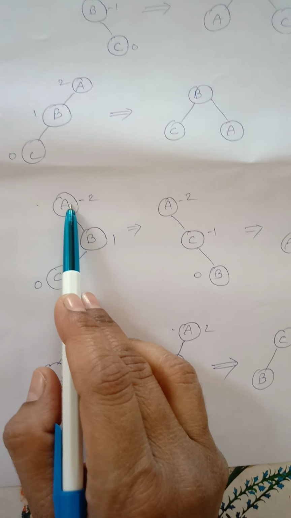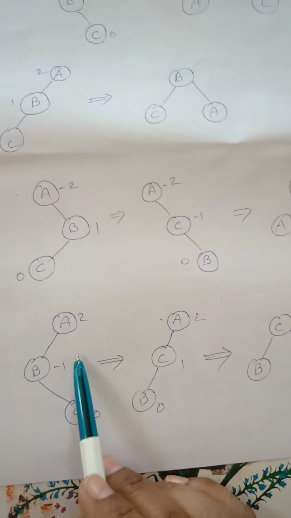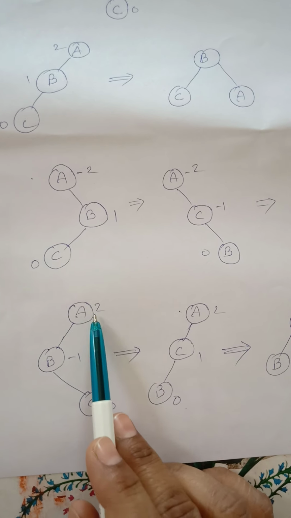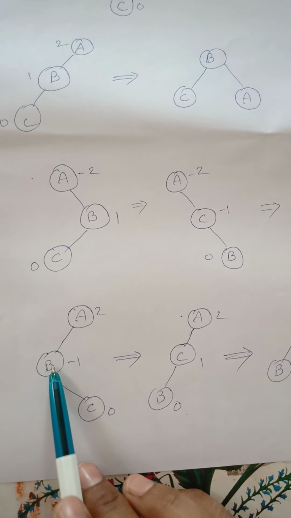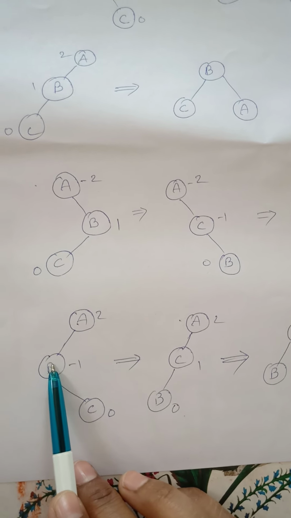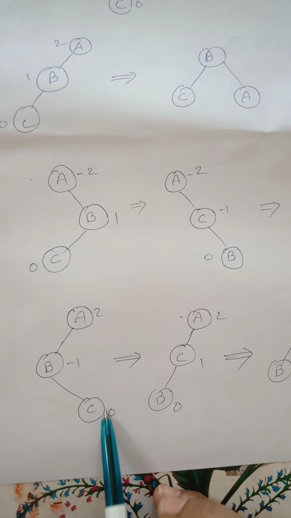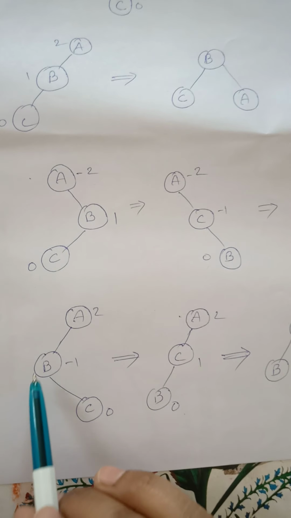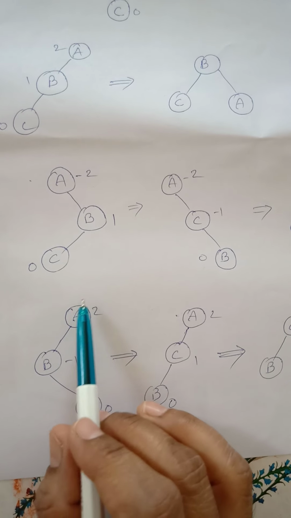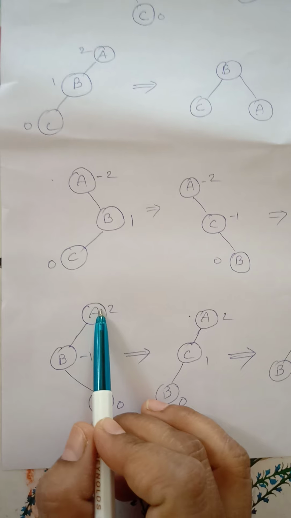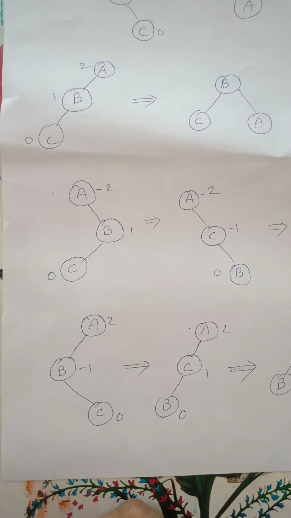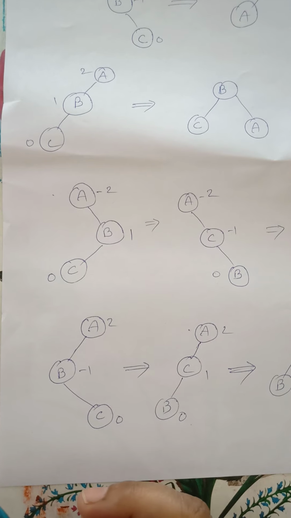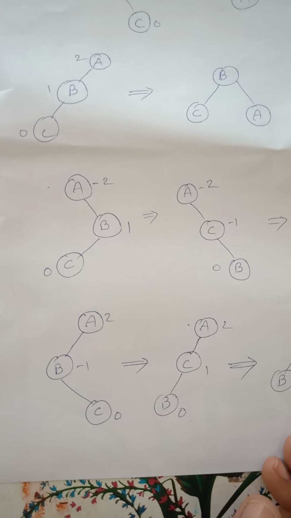Otherwise, if the balance factor is -2 or +2, then for checking +2, check its left. If the balance factor of this left is -1, this is the node that you have inserted. The balance factor of this is -1 and the balance factor of this is 2, meaning it requires LR rotation: first of all the left rotation and then the right rotation.